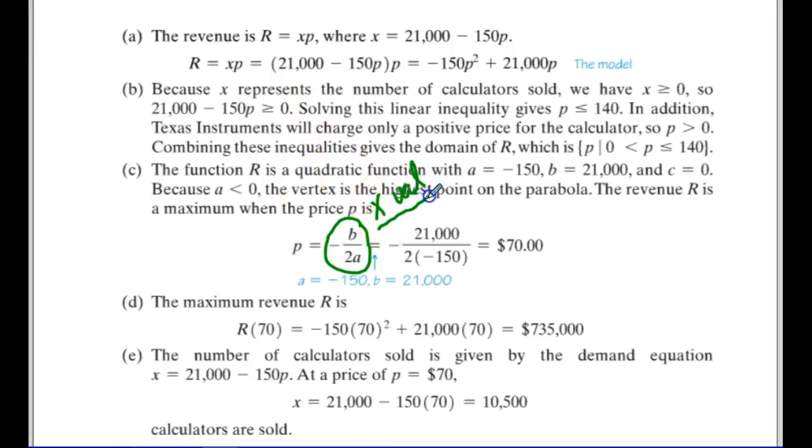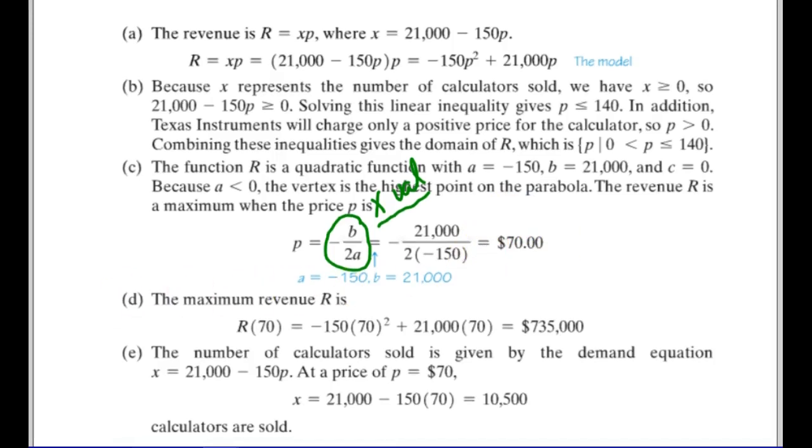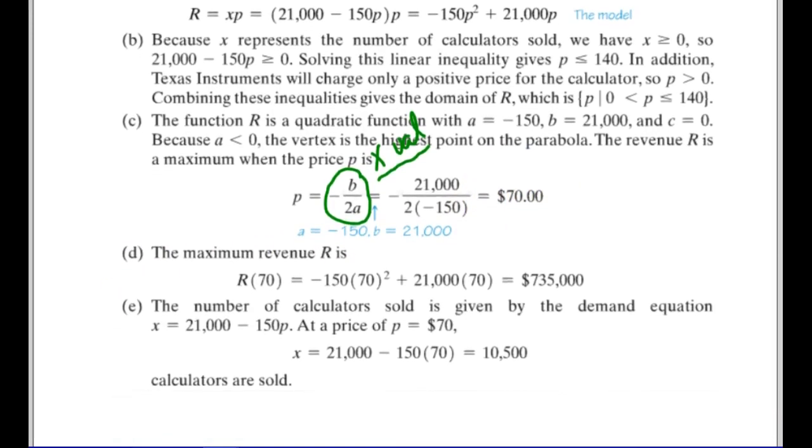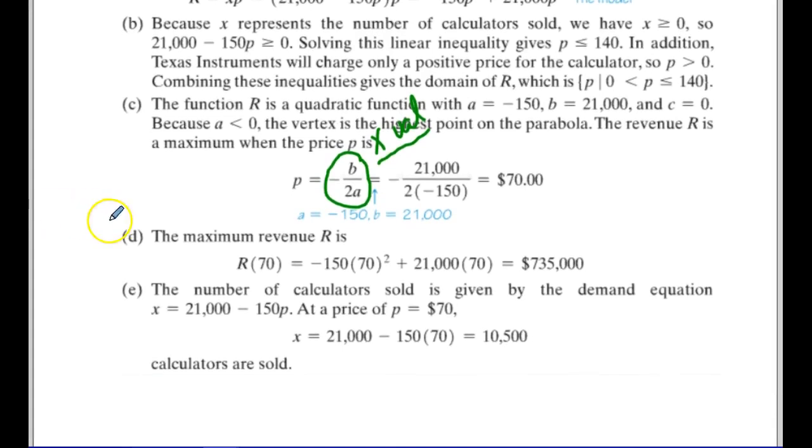So we always start here. I plug in what I know. So I have my negative b over 2a, which ends up being $70. That tells me what price I need to charge to get the maximum. Now we have to figure out what the actual maximum revenue is. So I plug this 70 back into my original equation, wherever I see an x, and I solve. This gives me my actual maximum revenue.